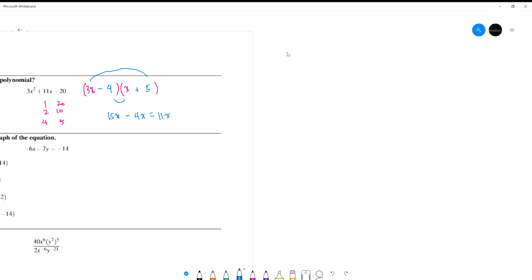The AC method was this, right? A is equal to 3, B is equal to 11, C is equal to negative 20. So A times C, that's 3 times negative 20, equals negative 60. B is equal to 11. This is the sum of the factors of AC has to add up to 11. So let's see here. So if I had 1 and 60, that doesn't work. 2 and 30, 3 and 20, 4 and 5, sorry, no, not 4.